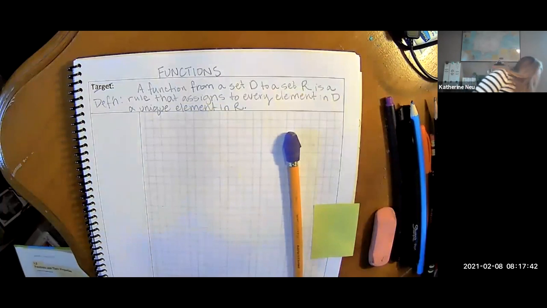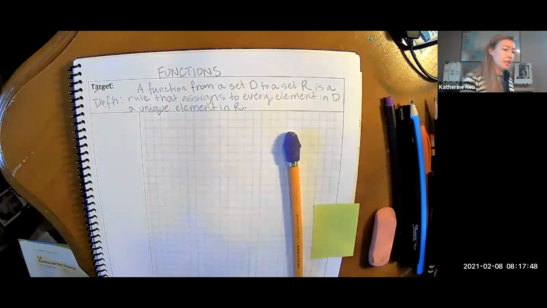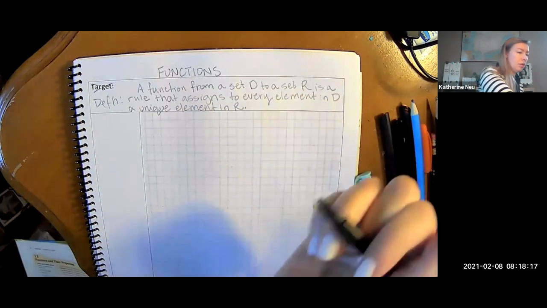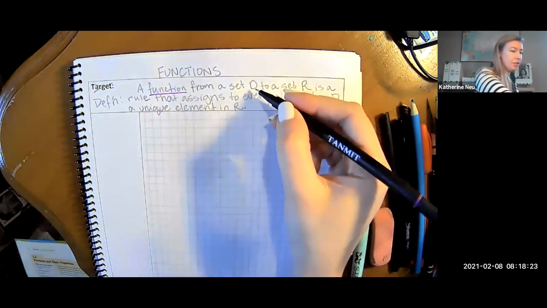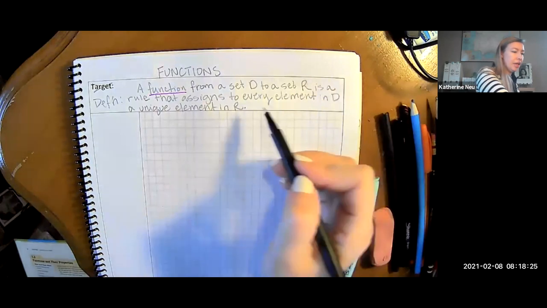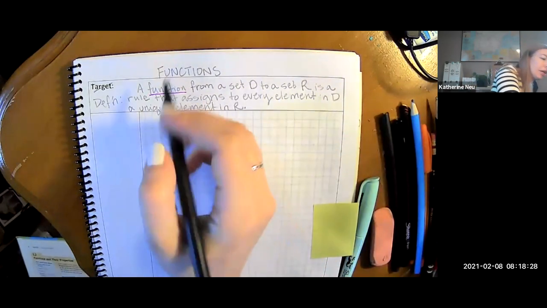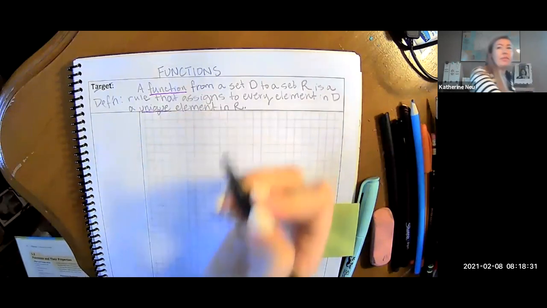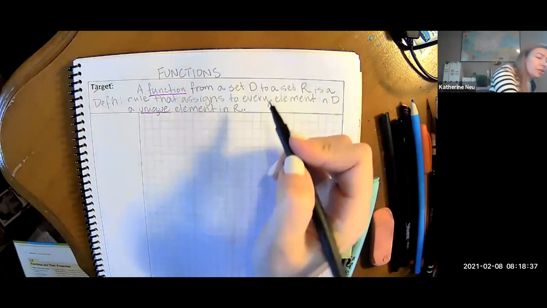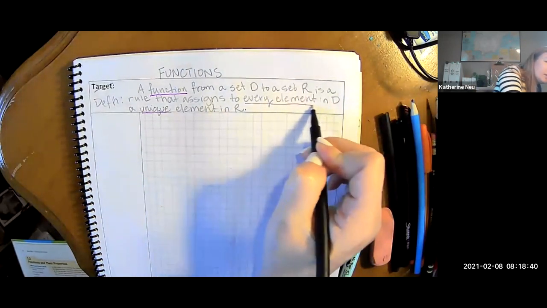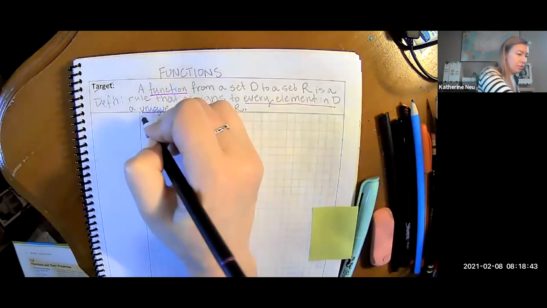A function from a set D to a set R is a rule that assigns to every element in D a unique element in R. So we have a function here, and it goes from D to R. And it's just a rule that every single element in D goes to a unique element in R. That word unique is very important, meaning only one. It can only go to one. So every element in D must go to a unique element in R.